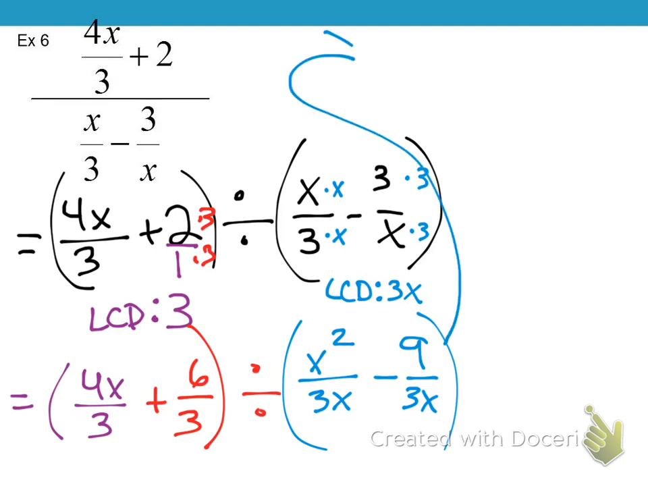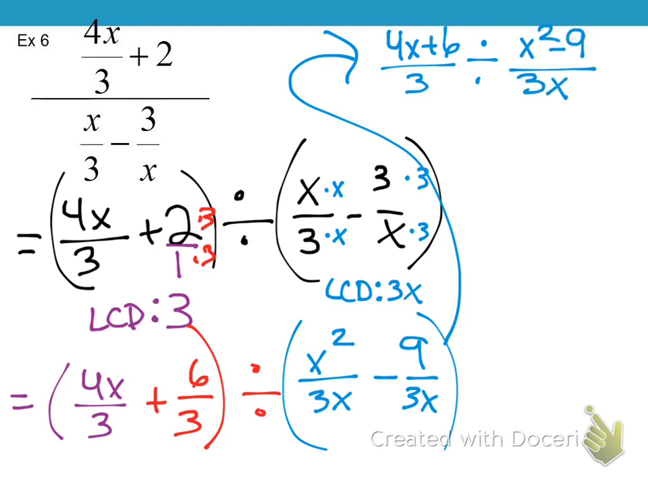All right, moving up top. So 4x plus 6 over 3 divided by x squared minus 9 over 3x. Okay, so the x squared minus 9 can be factored. It's a difference of squares. 4x plus 6 can be factored. And what else can I do at the same time? Keep, change, flip. Get rid of the division. Make it something we can work with.